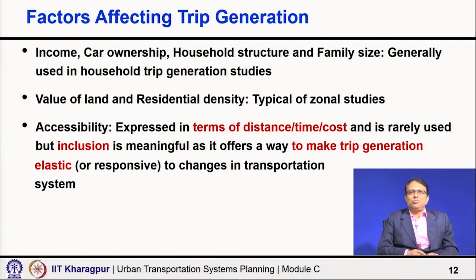Then, as I said, accessibility is expressed in terms of distance, time, cost, but is rarely used in the modeling. Although inclusion of accessibility is meaningful, as it offers a way to make trip generation elastic or responsive to the changes in the transportation system. Actually, it happens like that. It influences. But as I said, we make many assumptions, many simplifications in our model and work. So, this is one of the assumptions.